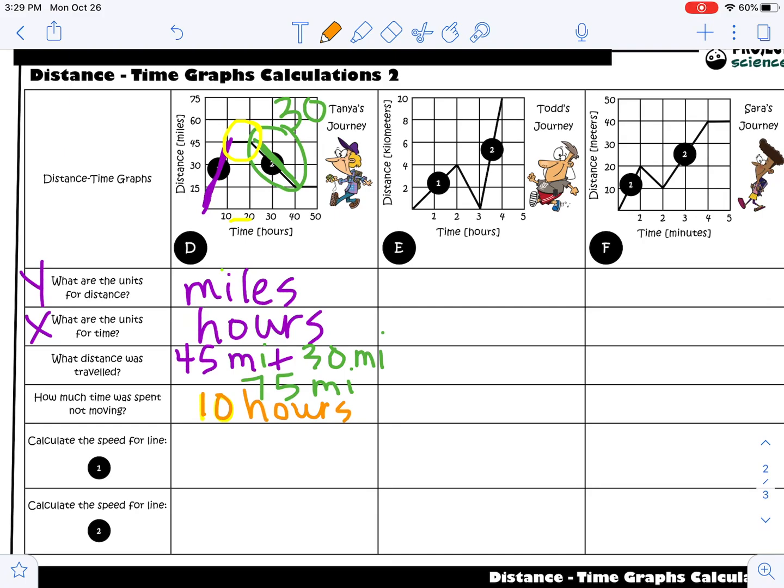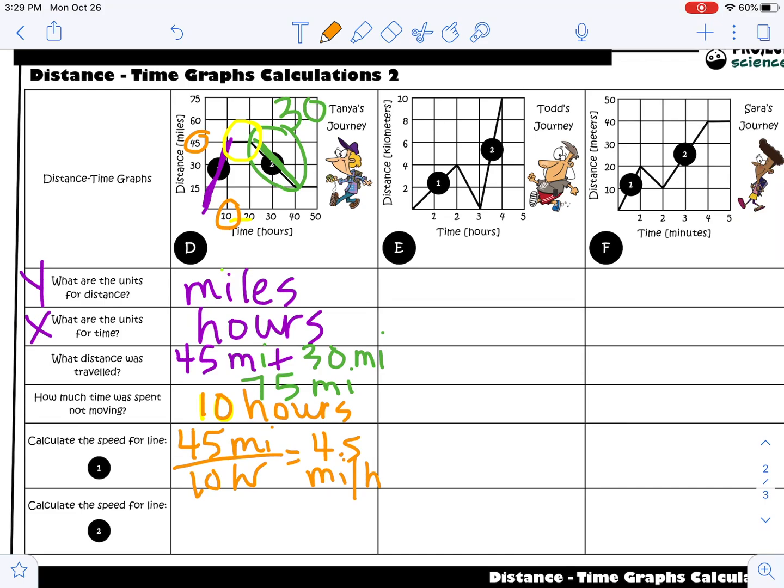Then we are going to calculate the speed for line number 1. The first lines are always really easy to calculate the speed because it's right here for you, 45 and 10. So we have 45 miles divided by 10 hours, which equals 4.5 miles per hour. That one's pretty simple to look at.